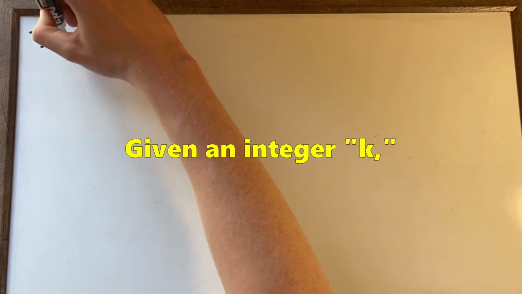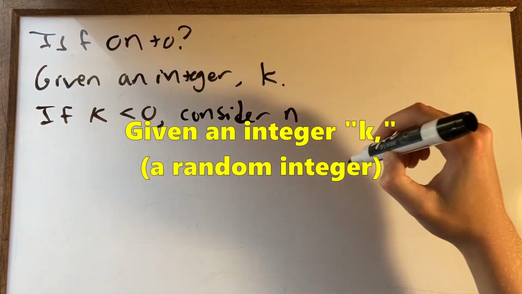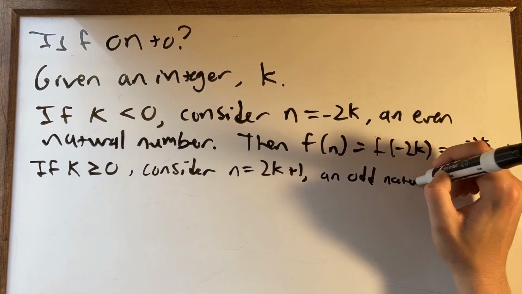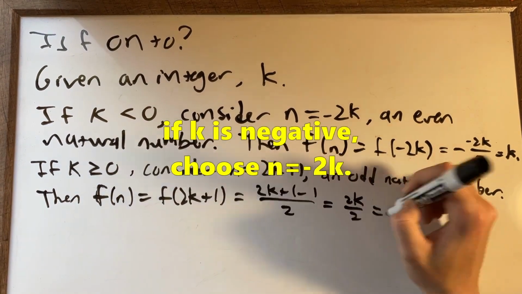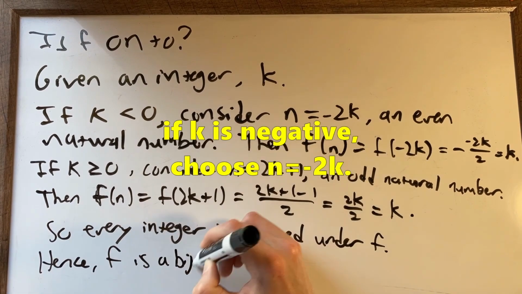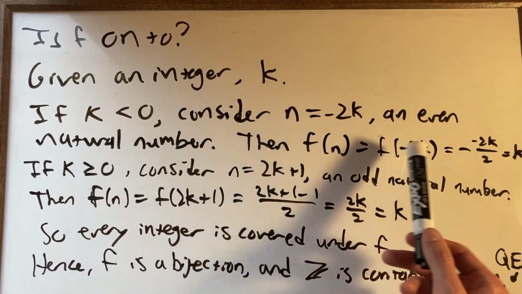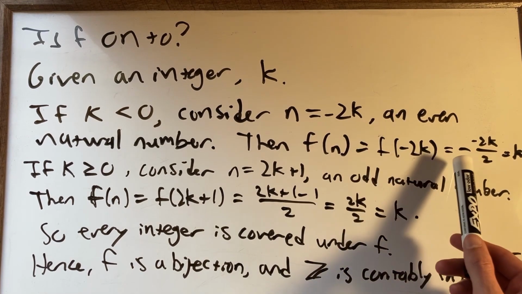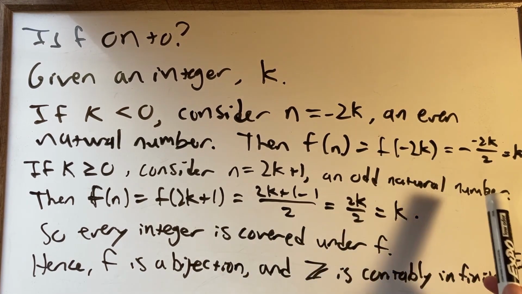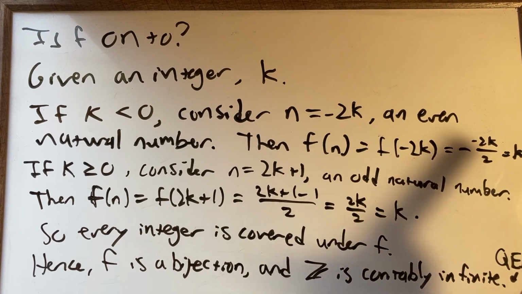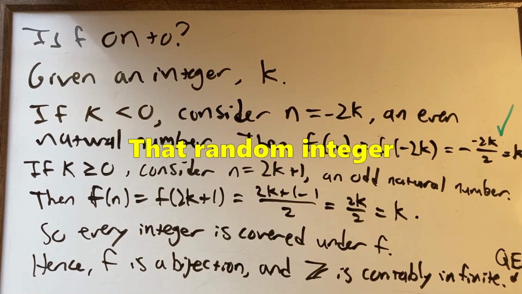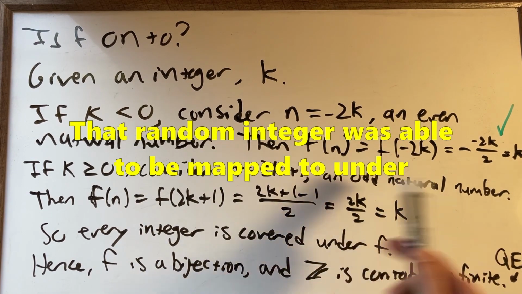So given an integer k, a random integer, if that's a negative number, well, let's let our n from the natural numbers be negative 2k, an even natural number. Then f of n, which is like saying f of negative 2k, well, when you put that in, that becomes the top case when n is even. And so you're saying negative 2k over 2. Well, the negatives and the 2's cancel and you're left with k. So that works. So that random integer that we were given was able to be mapped to under f.